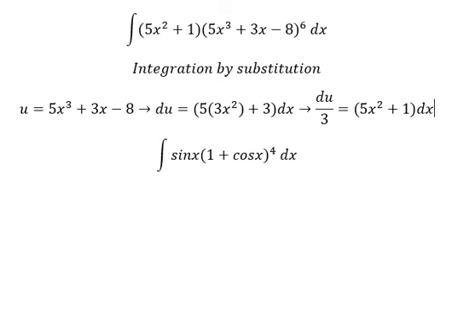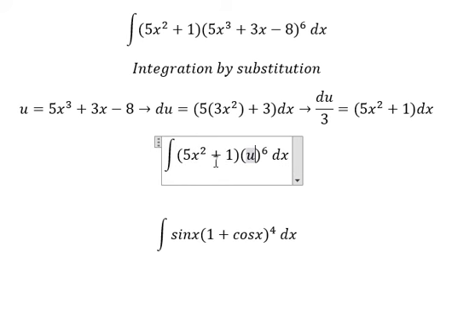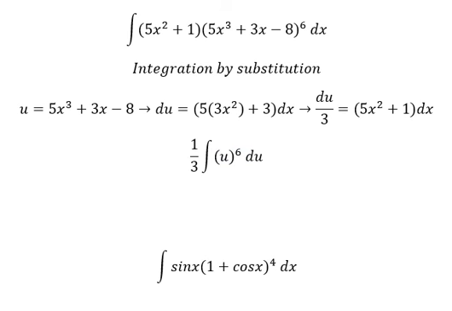So this one we change for u. 5x squared plus 1 dx we change for this one. Now we have the formula in here.